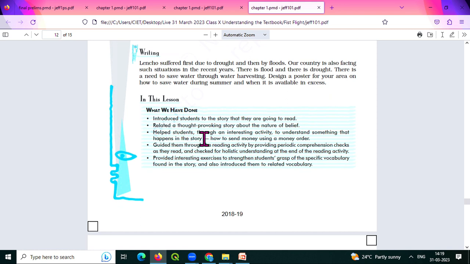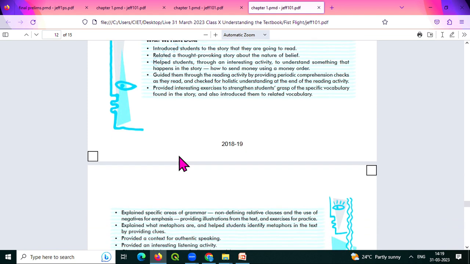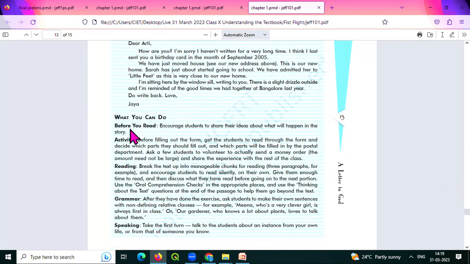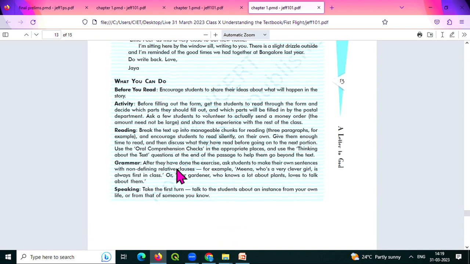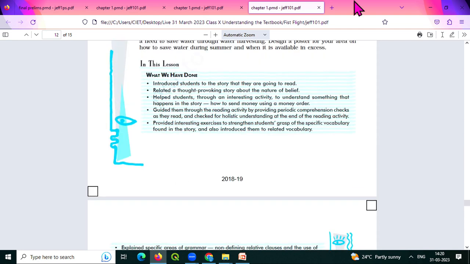In this lesson, what we have done. So these are the things we have done in class, the first lesson. Then what teachers can do is this much. There are so many points here, in terms of activities, reading, grammar, speaking, project work. So this enables the teacher to get guided, wherever guidance is required. There are teachers who can do much beyond this, but these are only suggestive, not restrictive. Now let's go back to what we have in the other textbook.